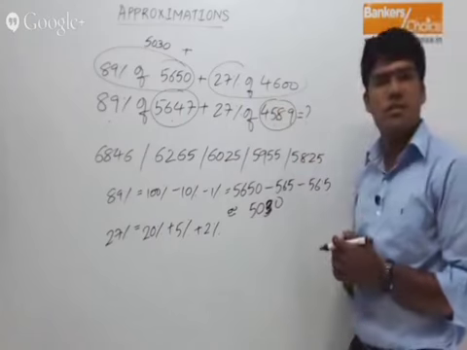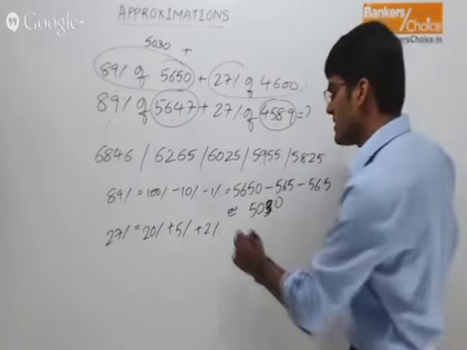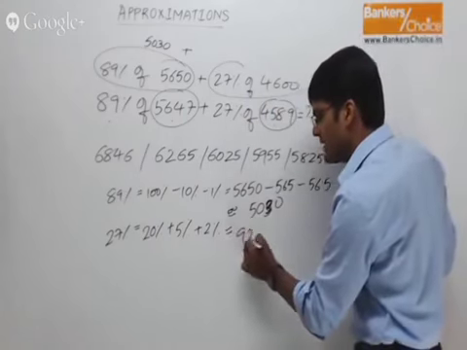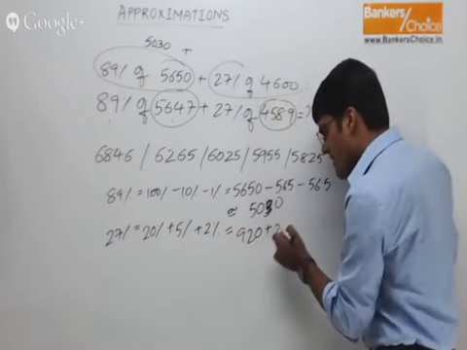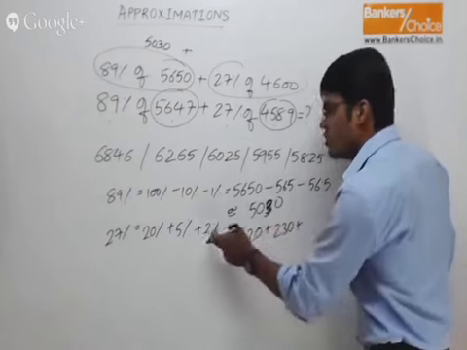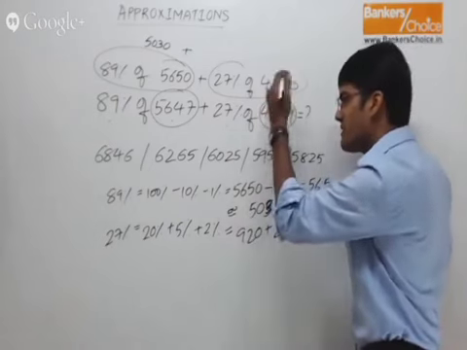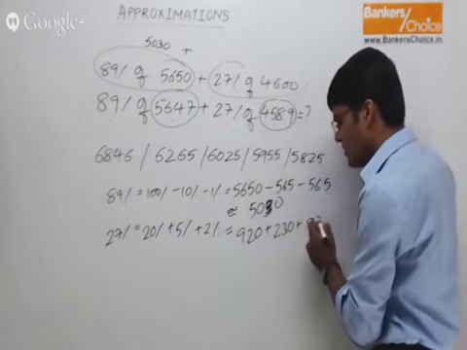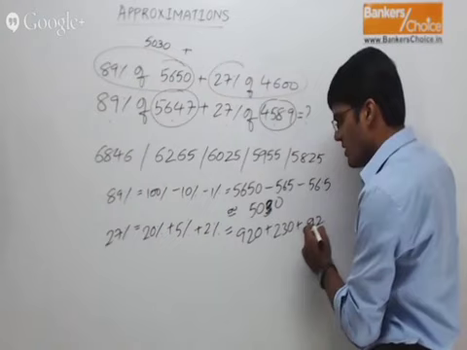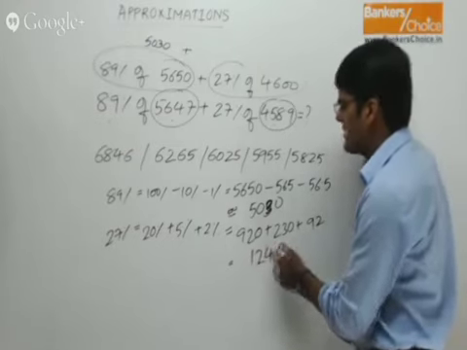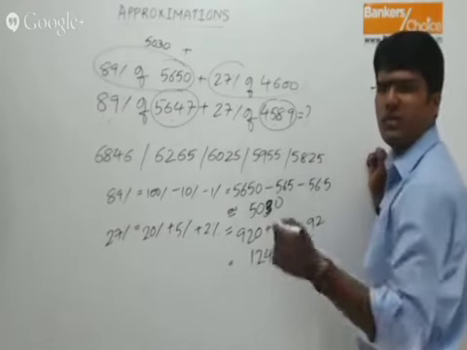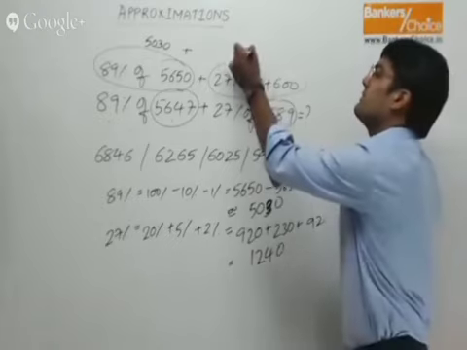10% is 460, 20% will be double, 460 into 2. How much is that? 920. Plus 5%: 10% is 460, 5% will be 230. Plus 2%: 1% is 46, 2% will be 92. Values 920 and 230. How much will that be? 1150. 1150 plus 92. Can you take it as 1240? Approximately. In fact, 1242, 1240. So this part is 1240.